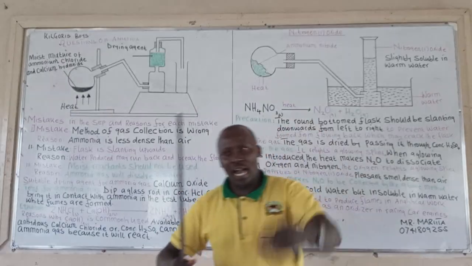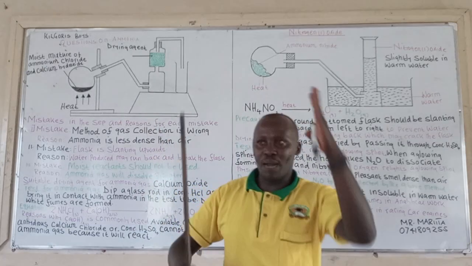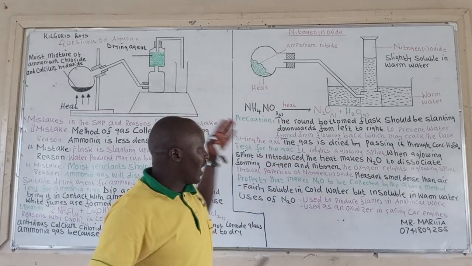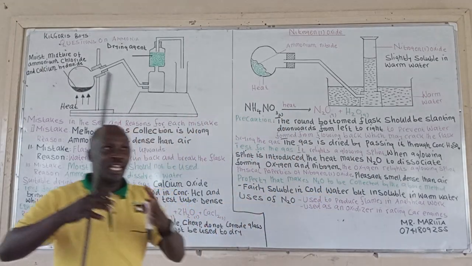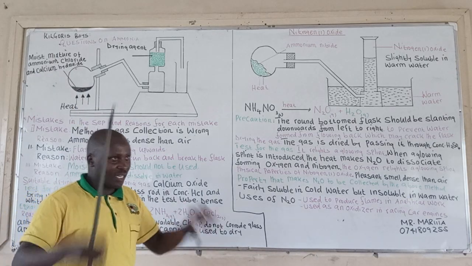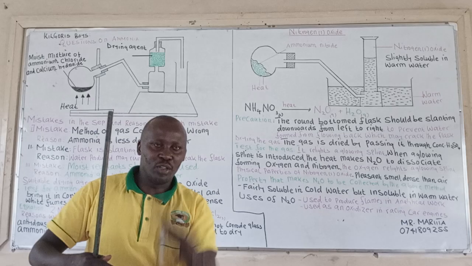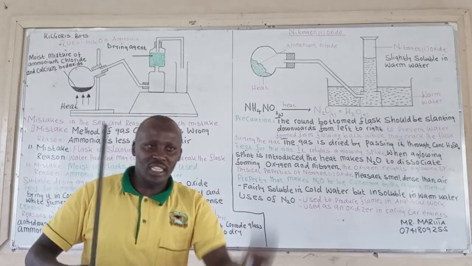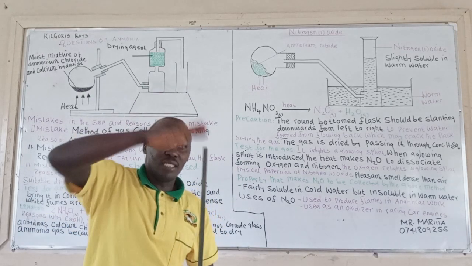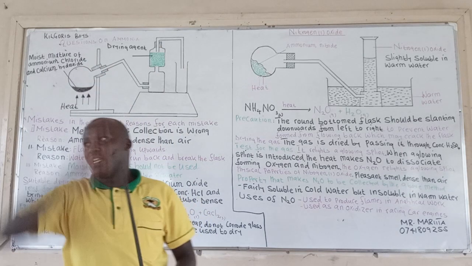The dry ammonia gas must be collected by the upward delivery method. The gas can be dried using quicklime, or we can also say calcium oxide. Once the gas has been dried, it must be collected by the upward delivery method.